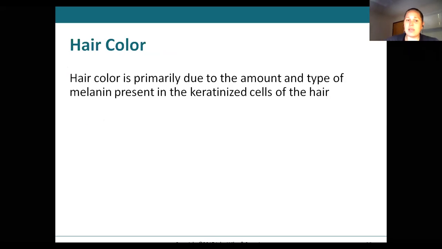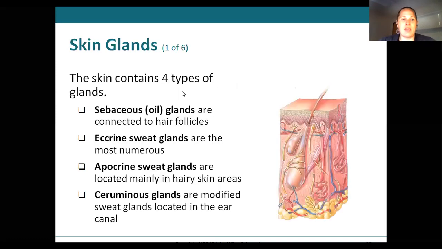Hair color is going to be due to the amount and type of melanin present in the keratinized cells of the hair. So as you get older, those melanocytes that are producing the melanin are going to die off. That's why hair is going to turn from the normal pigmentation, whether it's blonde, brown, or black, to maybe gray. The loss of those cells leads to no longer any coloring in that hair. The more melanocytes you have present, the darker the hair color is going to be, producing the amount of melanin that is coloring the hair.